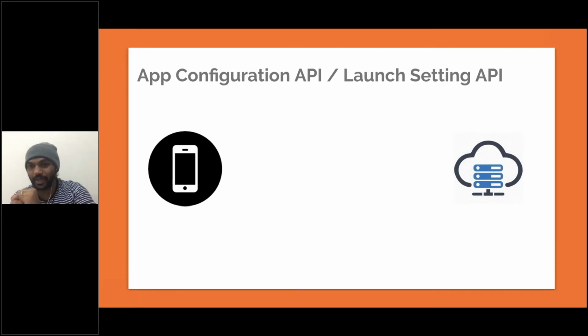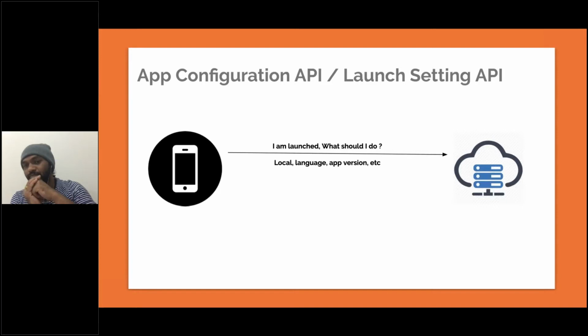So what's going to happen behind this? Whenever you launch the Flipkart app, the Amazon app, or any kind of application, it will send some information to the server. I have launched, so what should I do? Whenever I launch the application, I send some information to the server. What is that? Locale, in the sense of whether it is launched from India, UAE, or Australia. From which country is this application launched?